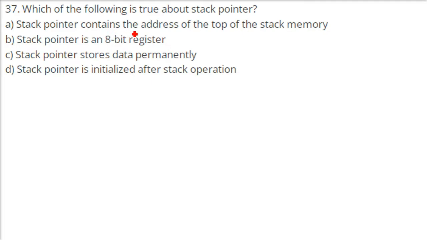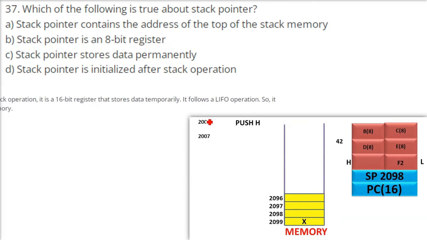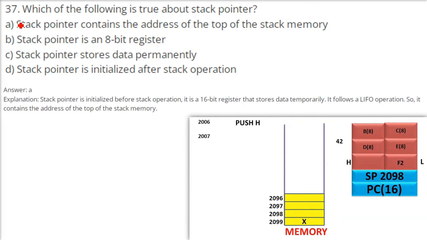Which of the following is true about the stack pointer? The answer here is that the stack pointer contains the address of the top of the stack memory. Whenever you are doing some programming, there will be a stack in the RAM that will be allocated to you. So there will be a stack pointer and a stack initialization. The stack pointer is a 16-bit register that will store the data temporarily.